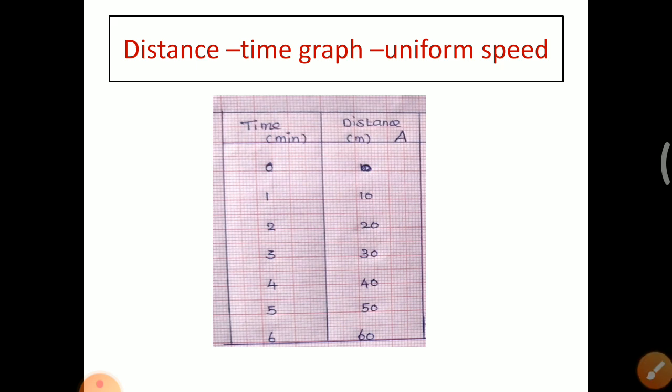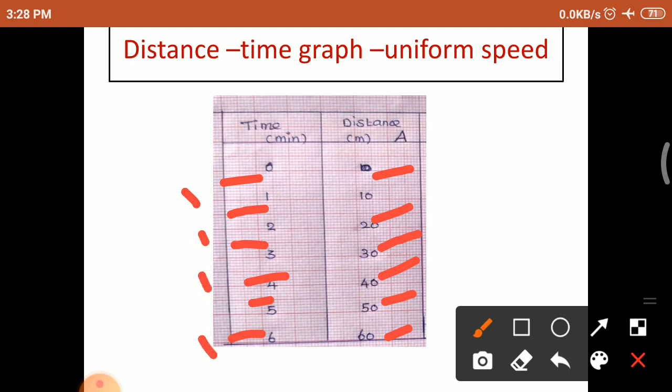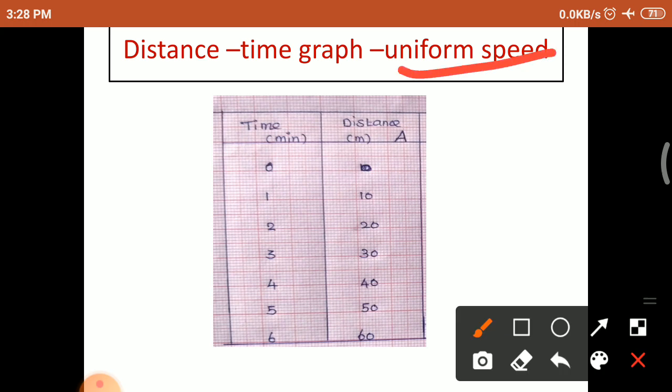First, the distance-time graph for uniform speed. How am I saying that it is uniform speed? See here, the time interval is the same and the distance is the same. The time interval is 1 minute for all, and the distance is the same for all the readings. So here the object covers equal distance in equal intervals of time, so we can say that it is uniform speed.